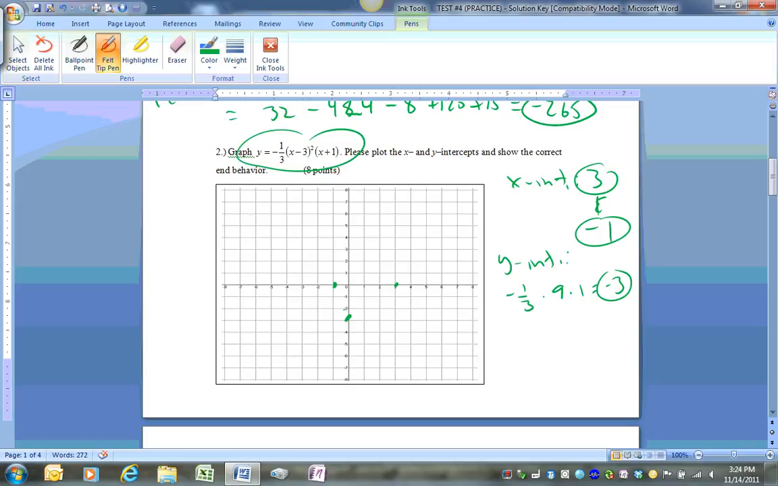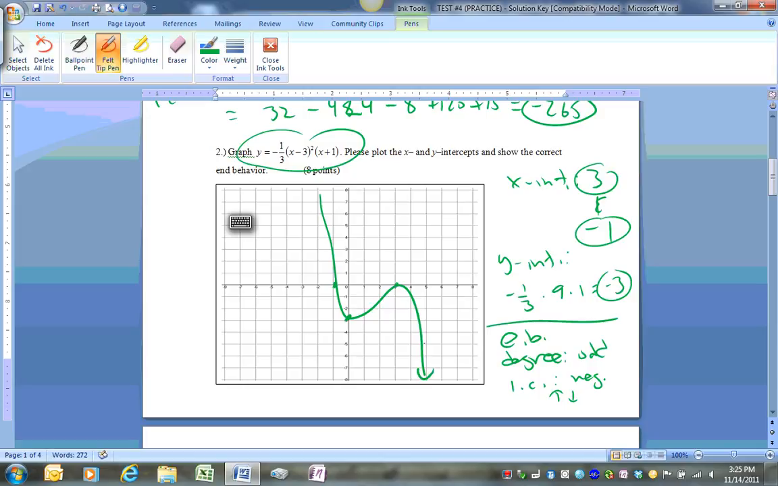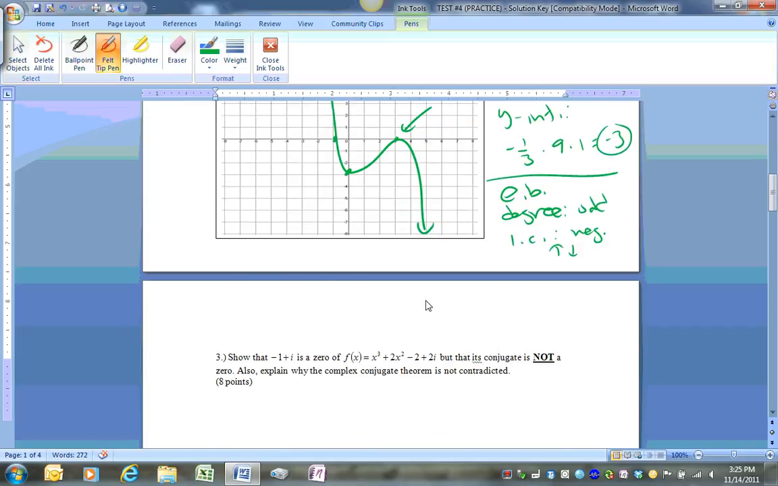Okay. The end behavior, so the EB: the degree is going to be odd, and the leading coefficient is going to be negative. So we expect the arrows to be like this. My graph will roughly look something like that. And we expect a bounce because of that right there. When you had x minus 3 squared, the 3 shows up twice, so there'll be a bounce there. So that'll be your graph for number 2.